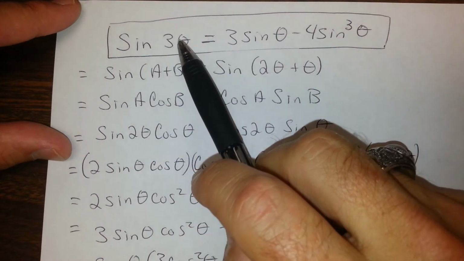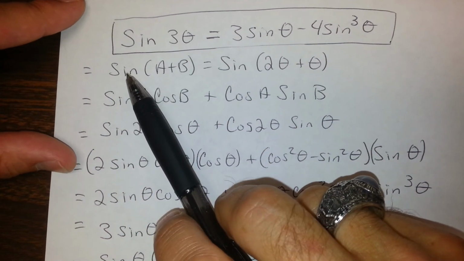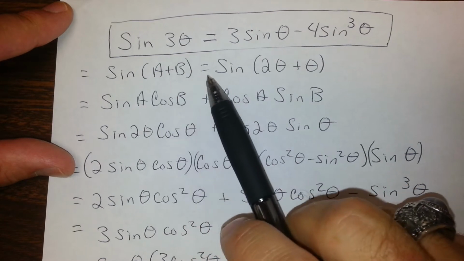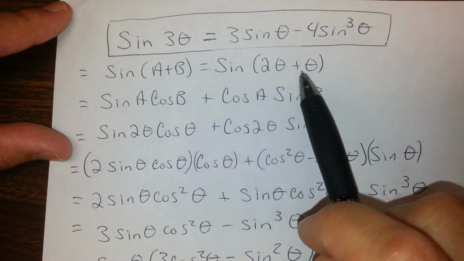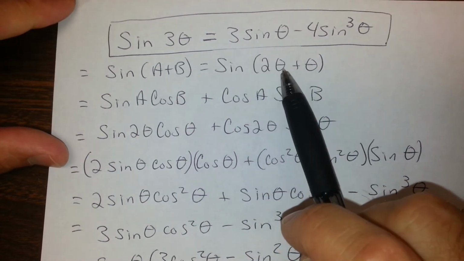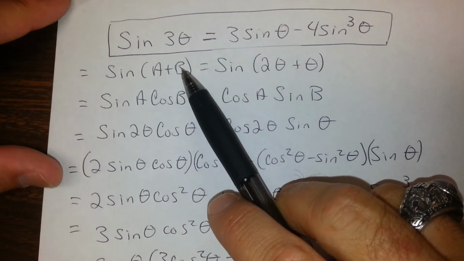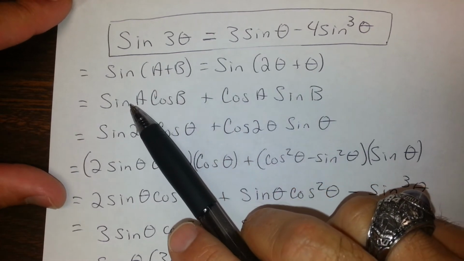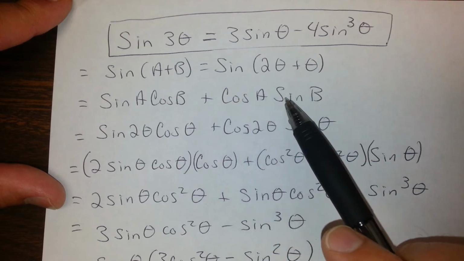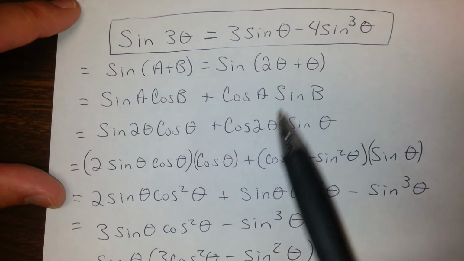So I'm going to take the sine of 3 theta, and I can break it up into sine of a plus b, which can be 2 theta plus theta. I know the formula for sine of a plus b. I hope you guys do. It's sine a cosine b plus cosine a sine b.